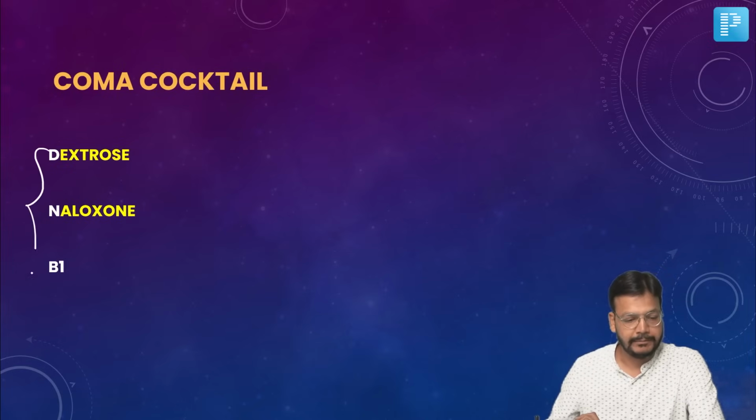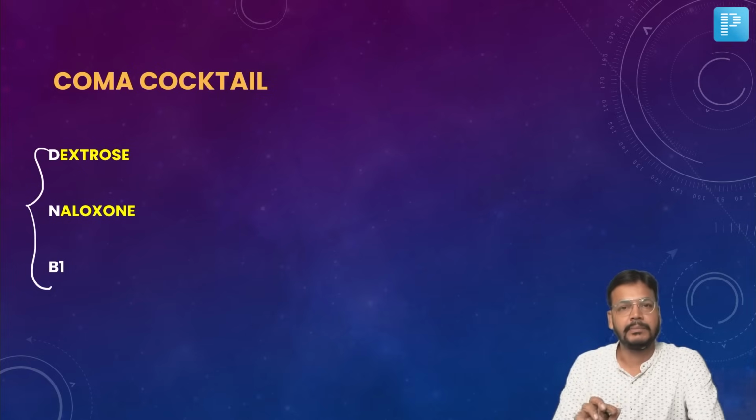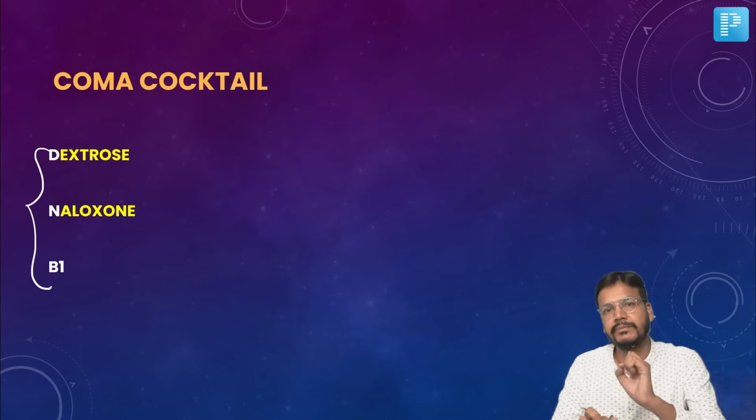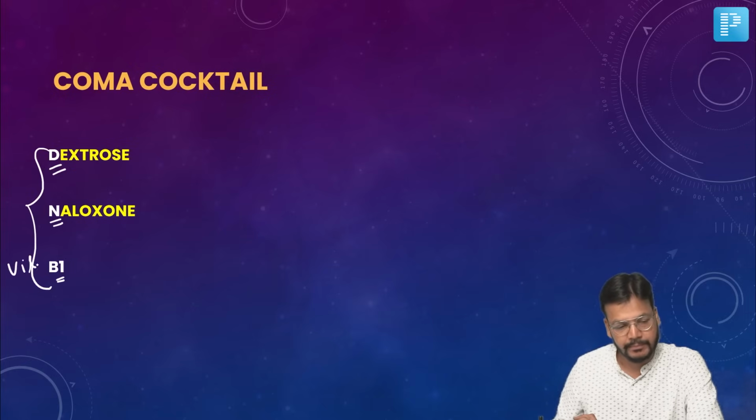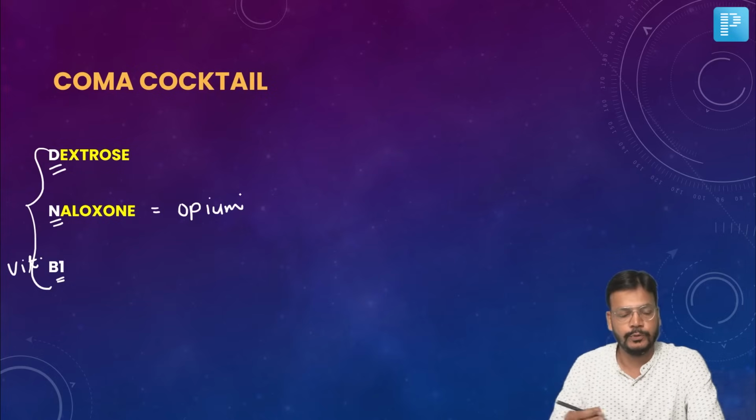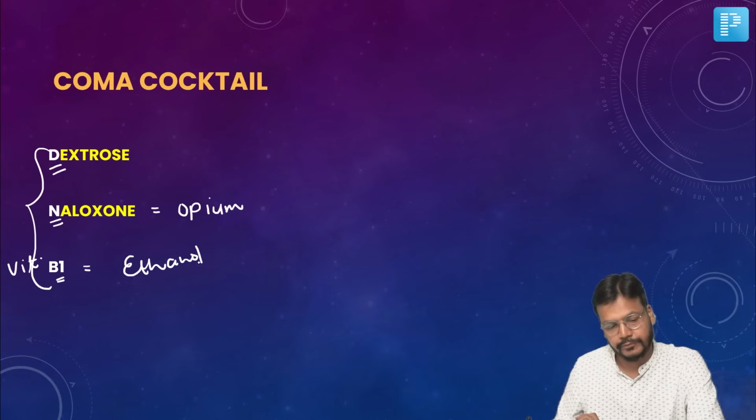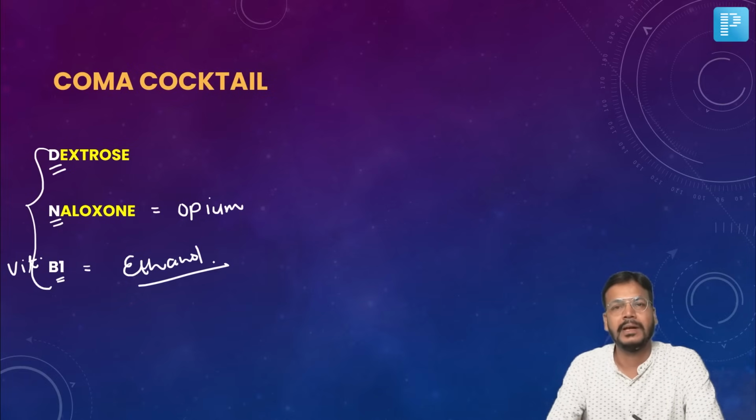Coma cocktail. How to remember? When you appear for the DNB exam, DNB exam first time, you will go in coma. D for dextrose, N for naloxone, and B for vitamin B1. That's thiamine. You can remember naloxone is used for opium comatose patient. Vitamin B1 for ethanol. This is coma cocktail. Dextrose is for hypoglycemic coma.